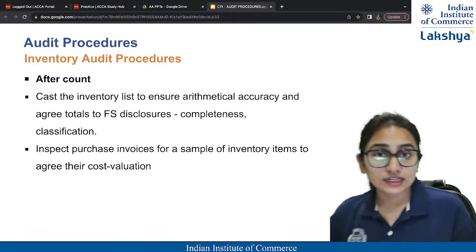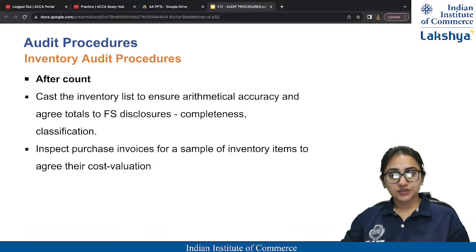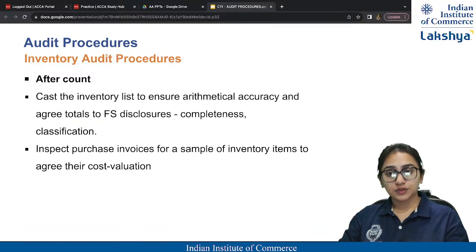And after the count, what will you do? You will check the arithmetical accuracy of the count, if the count is done properly, and inspect the purchase invoices for a sample of inventory items to agree to their cost. So this is something that you will do after the count.